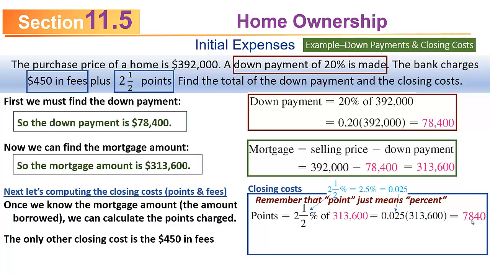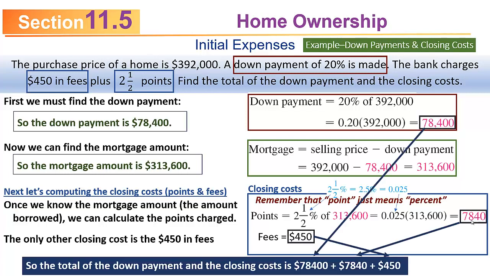So the closing costs are the fees plus the points. If you add those two numbers together and then throw in the down payment, adding those numbers together, you get $86,690. So the problem asks for the total of the down payment and the closing cost.